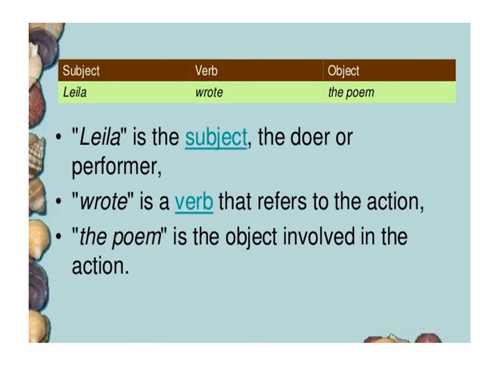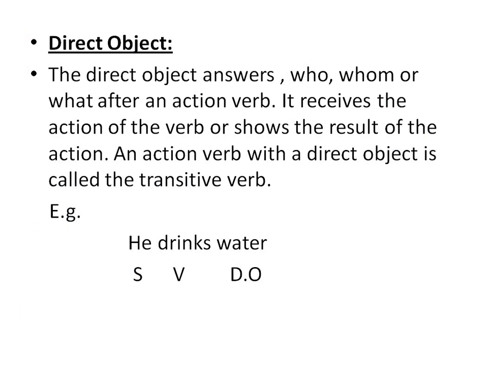Leila is the subject, the doer or performer. Wrote is a verb that refers to the action. The poem is the object involved in the action. So this is how we generally identify the object. We have two types of objects, the direct and indirect.